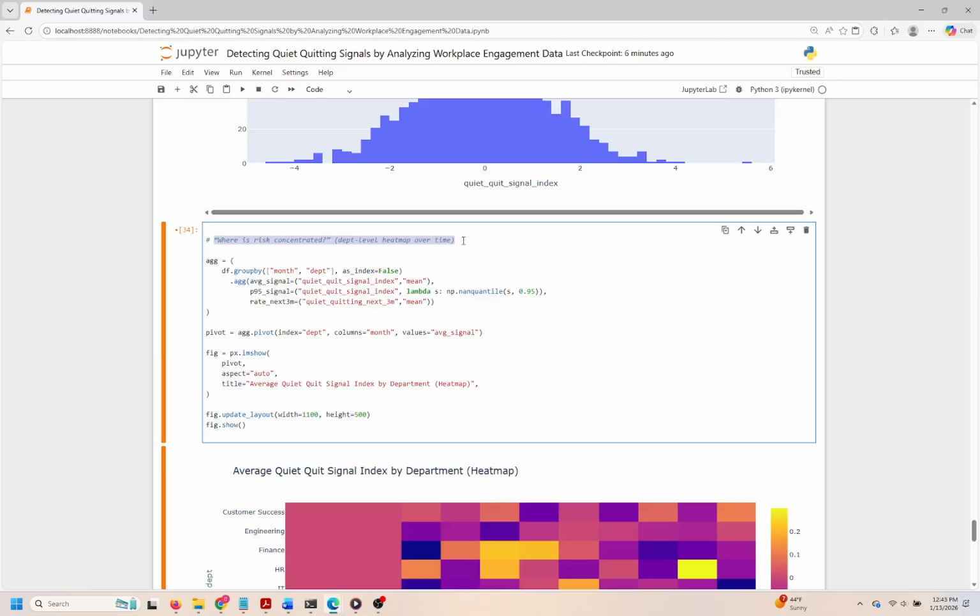Cell 16. In this cell, we're diving into the concept of risk concentration by generating a heat map that visualizes how the average quiet quit signal varies across different departments over time.